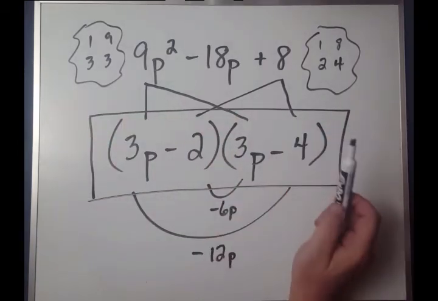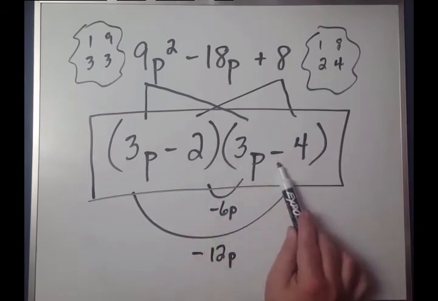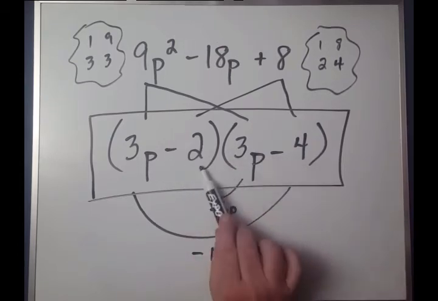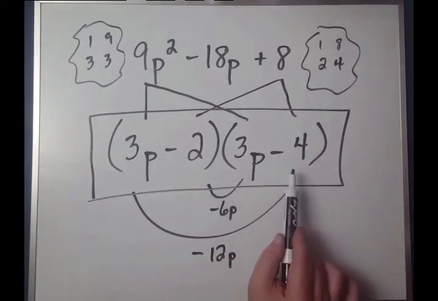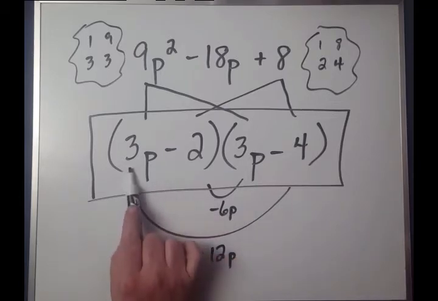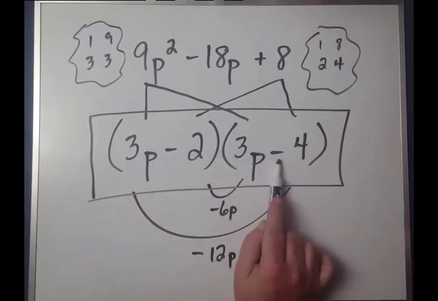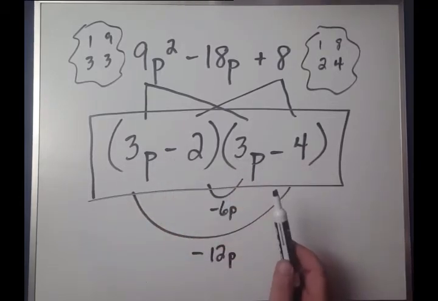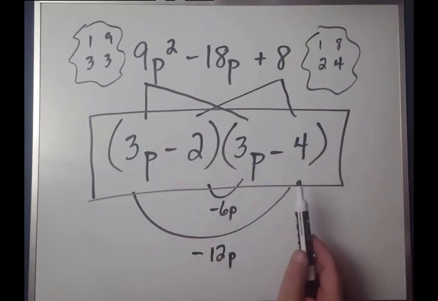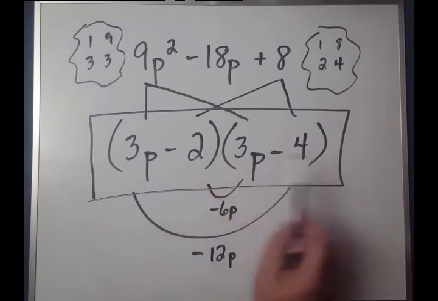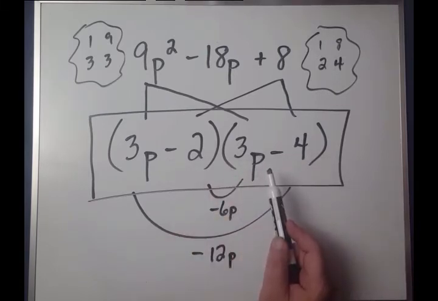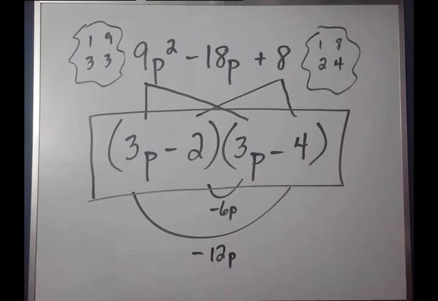Now, let me point out something. If this had not worked, would there have been any point in trading the 2 and the 4 places? No, it would have been the same problem, wouldn't it? Because it's 3p minus and 3p minus. So swapping the 4 and the 2 would be the same as what I have here. If I'd been using the 1 and the 9, then yes, swap the 4 and the 2, because that will be something different. But we got lucky and hit this one the first time.